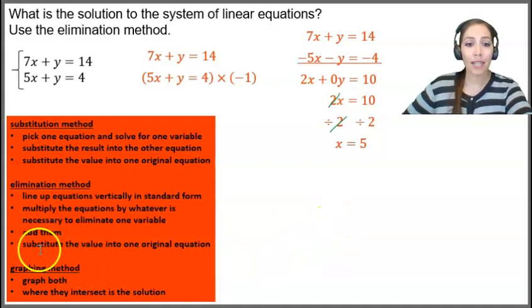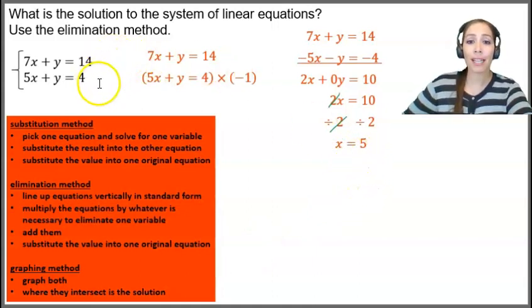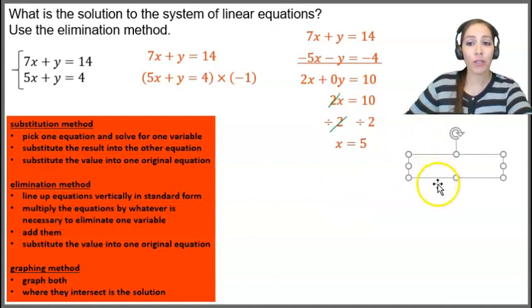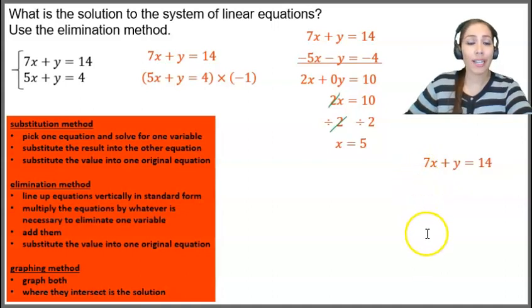Now, the next step says substitute the value into one original equation. So I'm going to take where x equals 5 and plug it back into one of my original equations. It does not matter which one you pick. You could pick either one and it will work. So I'll take the top one, 7x plus y equals 14. Everywhere there is an x, I am going to put in a 5. So instead of 7x, it will be 7 times 5. And you can see that's exactly what I did here.